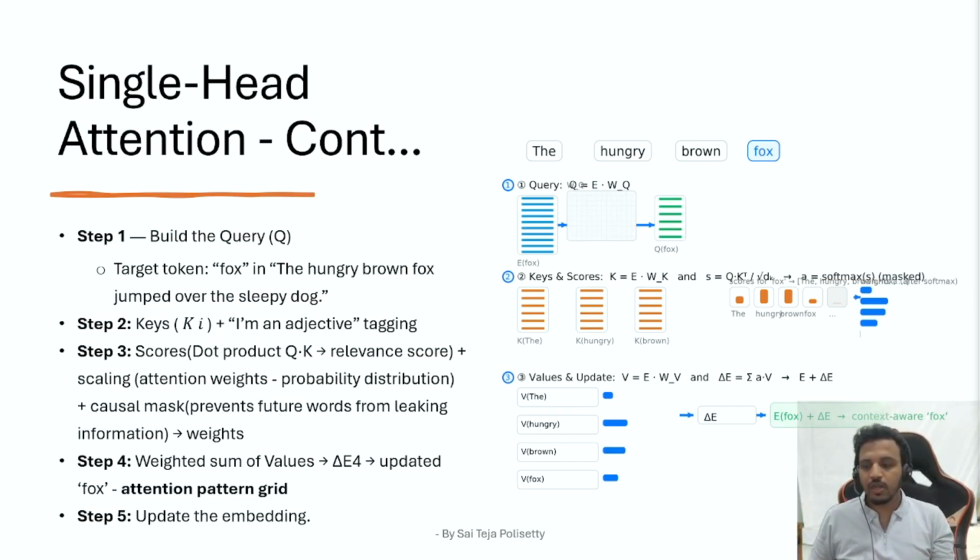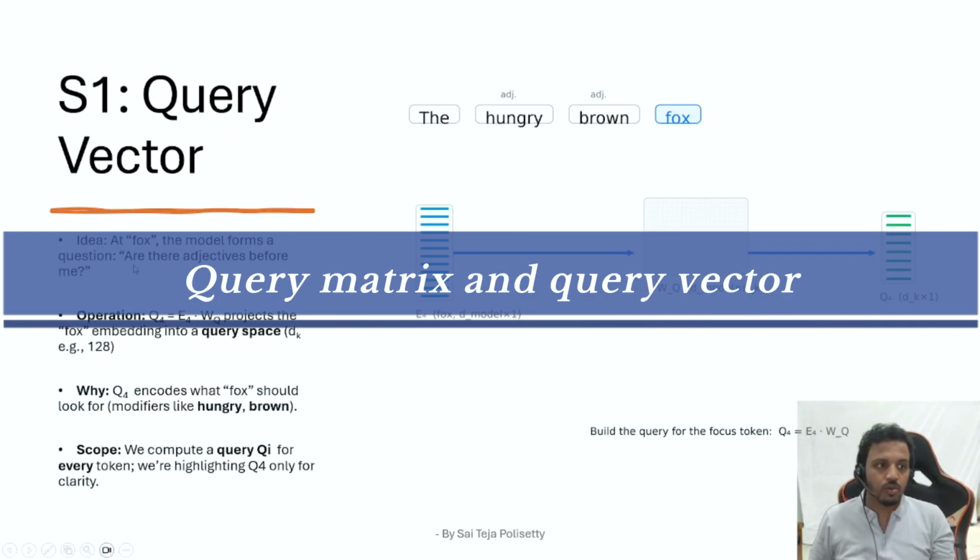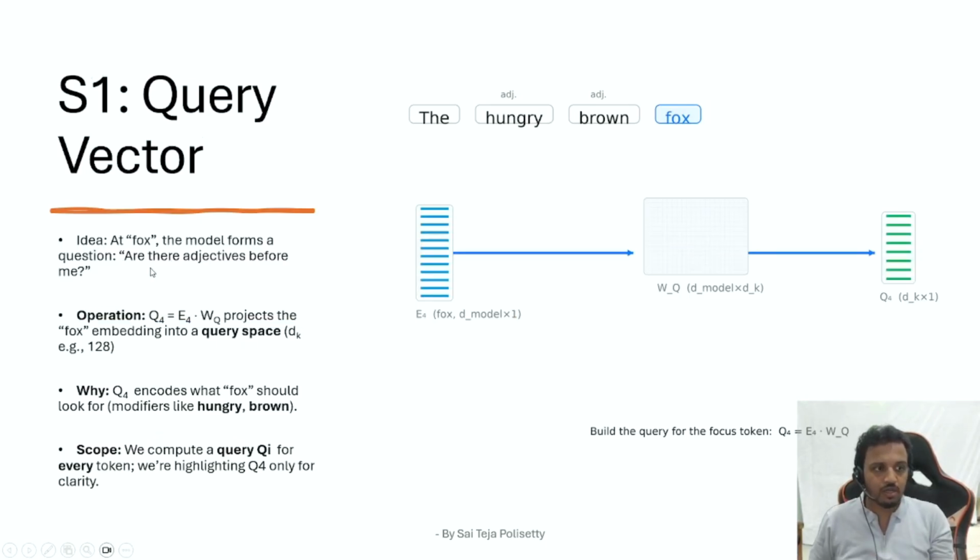First, we'll deep dive into the query, the question matrix. What is the idea? Basically, fox is our target, and the question that we are preparing is, are there any adjectives before me? That's the question I am asking. When I say I am asking, how will the LLM ask it? The way the LLM asks it is, it will have a matrix only for query, and we'll call it the query matrix.